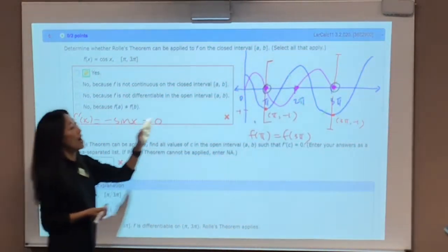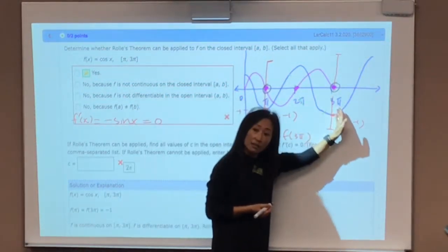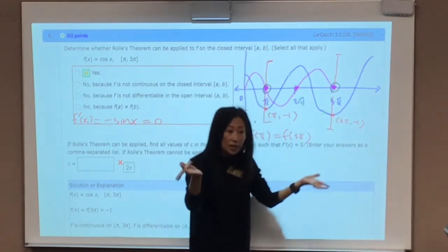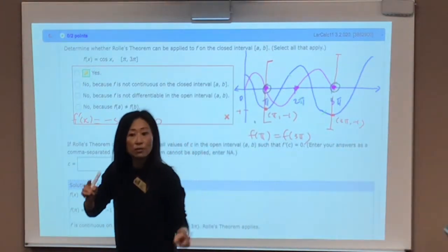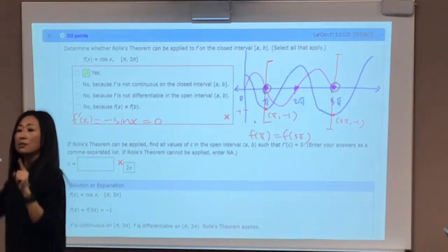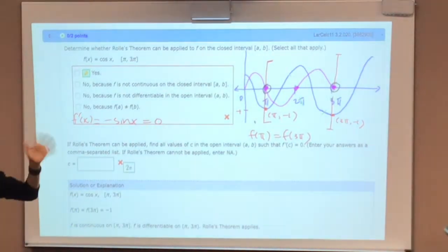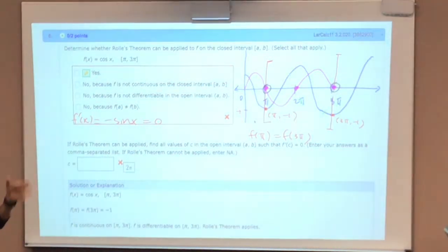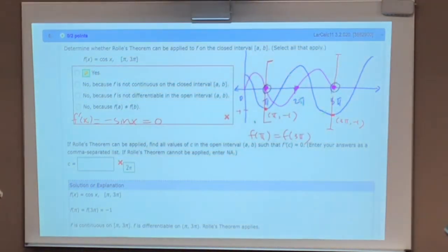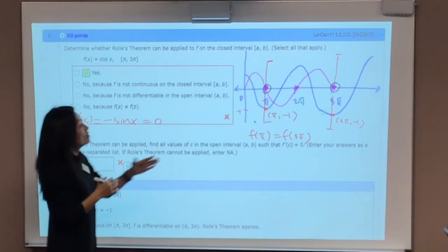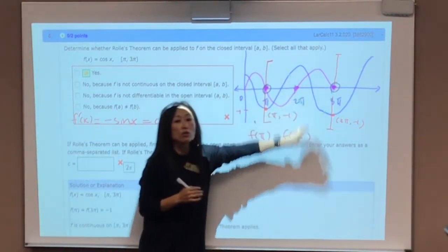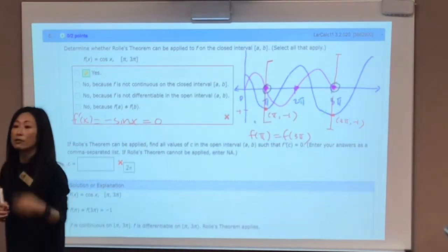So did everybody see why pi and 3 pi are not your answers? Because it's called an open interval. It has to be differentiable on the open interval, and continuous on the closed interval, which matters. Since I don't want the endpoint values, that becomes only one critical point, critical number.